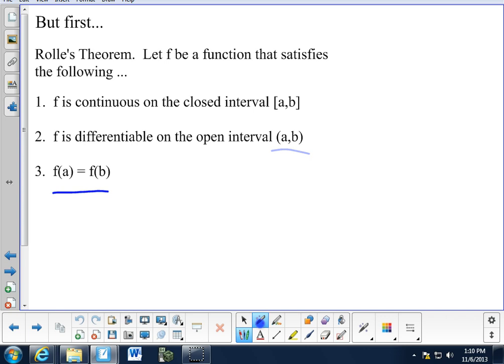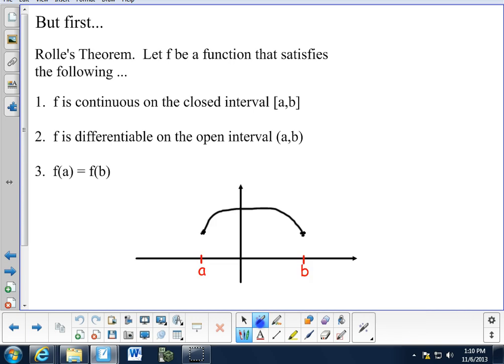And then f of a equals f of b. What in the heck does that all mean? What it means is that, or something like that, it's continuous. I can get from here to there without lifting up my pencil, jumping, whatever. It's differentiable. I can take the derivative at any point in that.